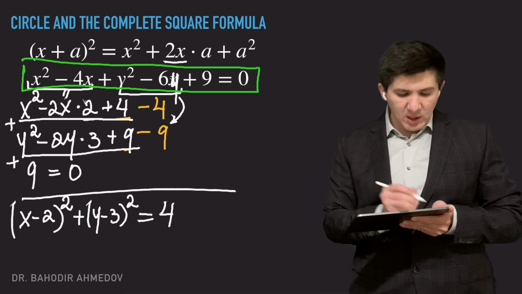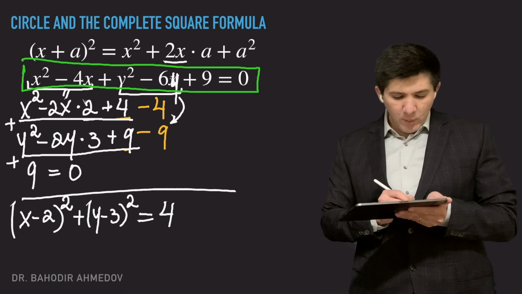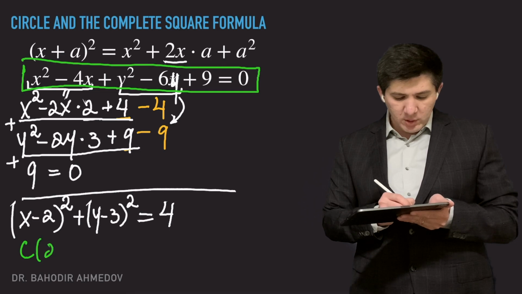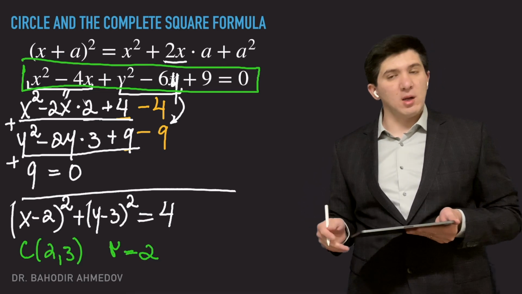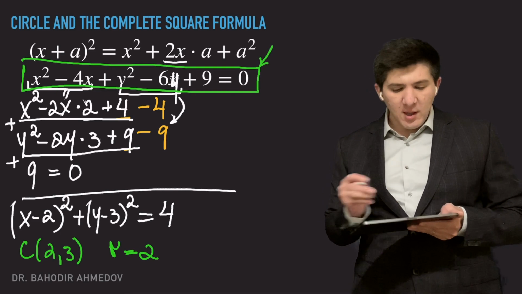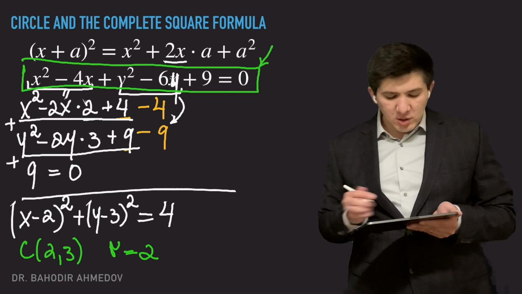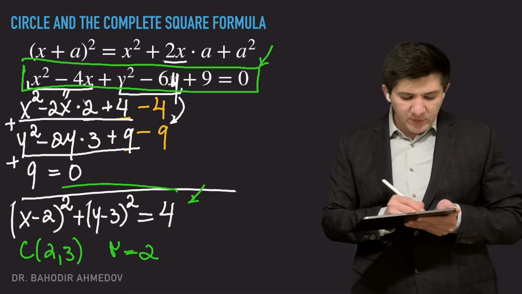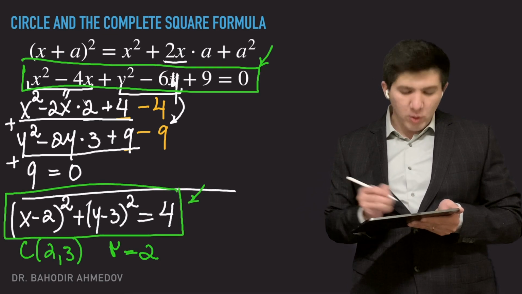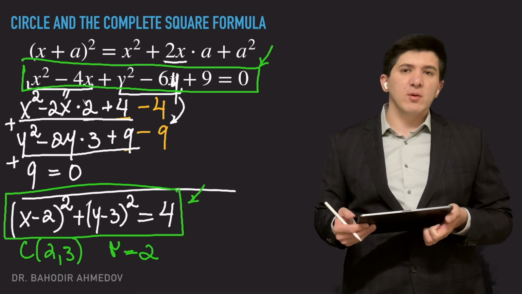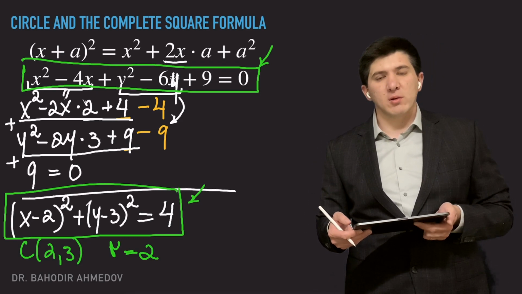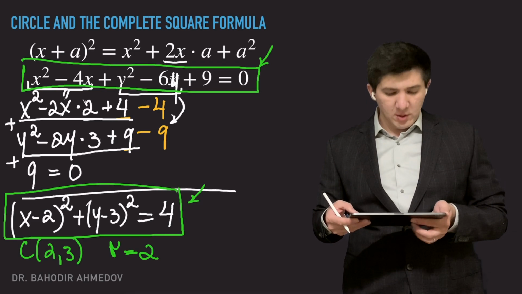we were given the equation of a circle, right? It had the center at the point (2, 3), and the radius is equal to 2, it appears, which you don't see from here, right? So you need to try to bring these equations of circles always to this form, the complete square form, in order to see where the center of the circle is, what the radius of the circle is, and so on. So, okay.